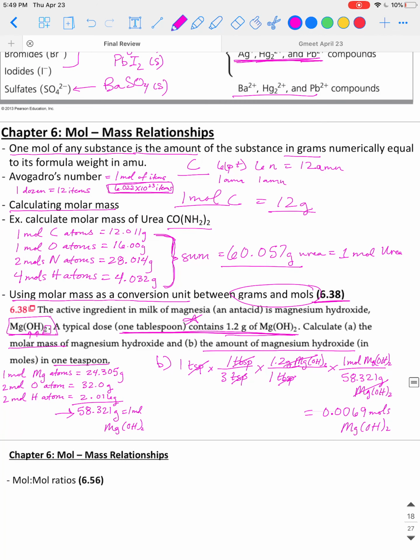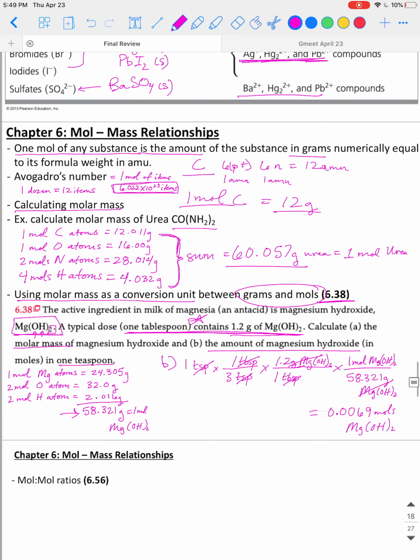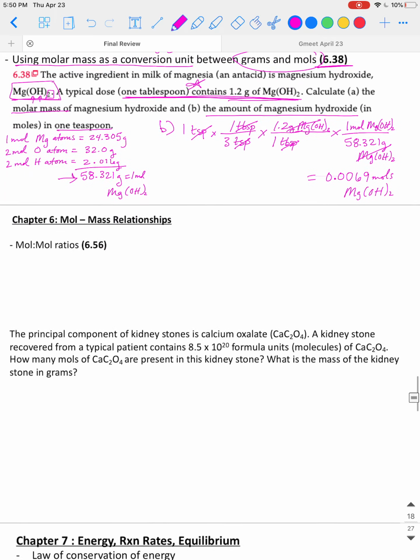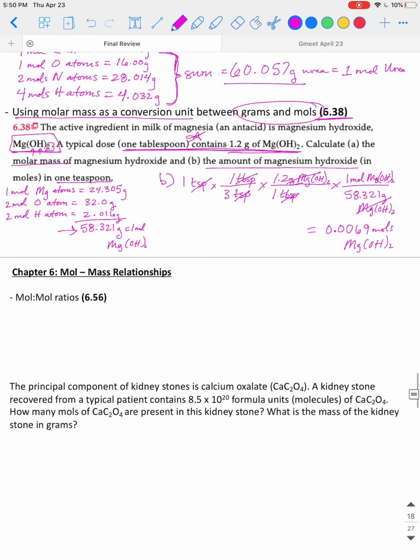GOH2. Okay. Double check me, make sure I did all that right. Sometimes I can mess things up, but I think that is how that one should be worked.